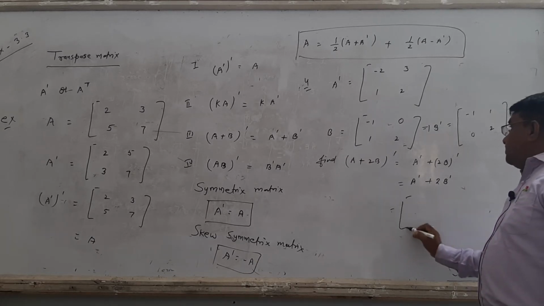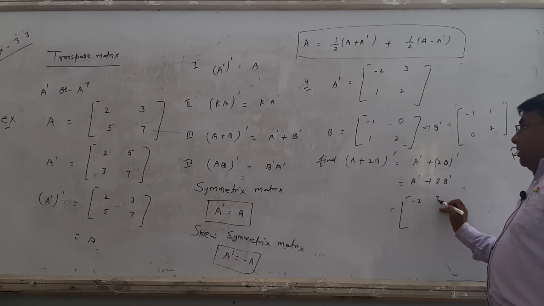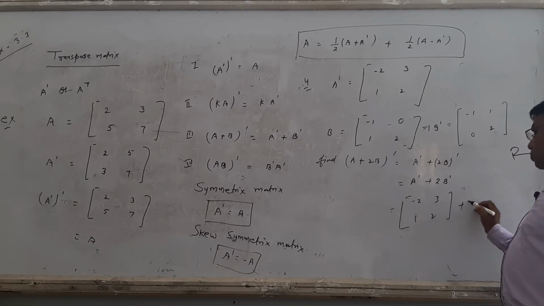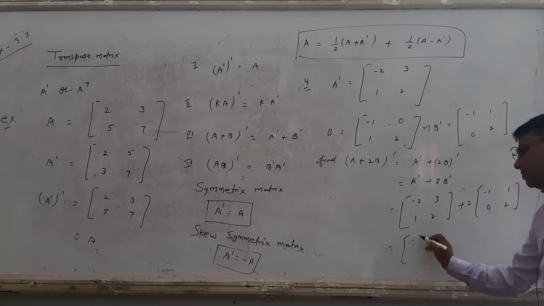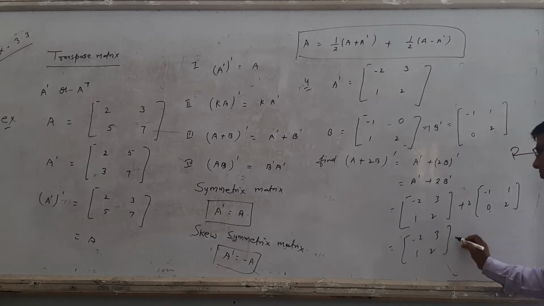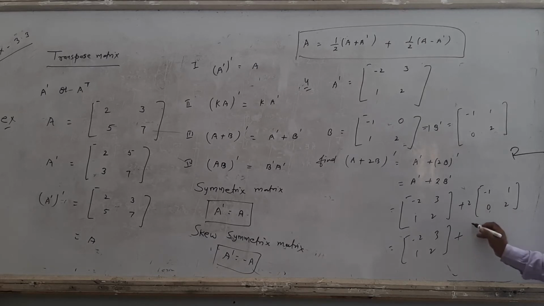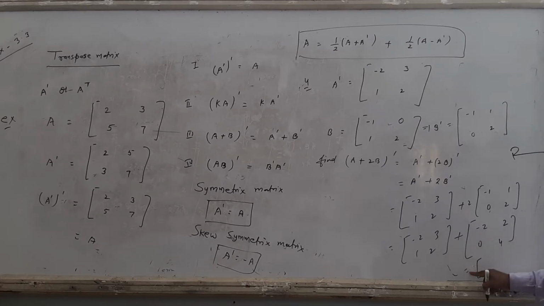Now A dash is minus 2, 3, 1 and 2 plus 2 constant times B dash, which is minus 1, 1, 0, 2. Minus 2, 3, 1, 2 as it is. Any constant multiplied by this matrix is multiplied by each element. So minus 2, plus 2, 0 and 4. And now adding the 2 matrices, the corresponding elements add: minus 2 plus 2 is minus 4? 3 plus 2 is 5, 1 plus 0 is 1, and 2 plus 4 is 6. This is the answer.